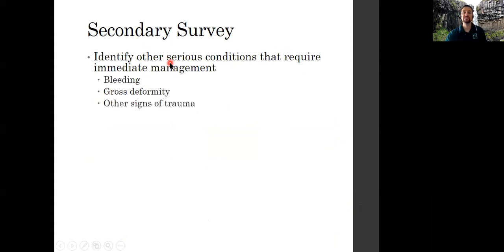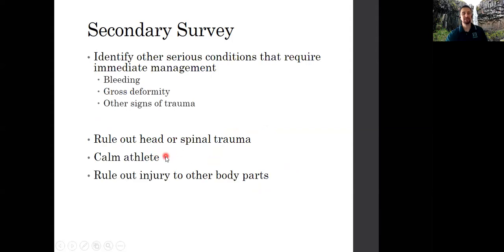Primary survey is life-threatening. Secondary is serious things that aren't life-threatening. So it could be minor bleeding, gross deformity, and other things. So there's a little bit of overlap between things that could be life-threatening and those that aren't. Big thing, keeping people calm because they're typically injured, they're in a lot of pain, and they might freak out if they're looking down and they see a gross deformity, like open fractures and dislocations.